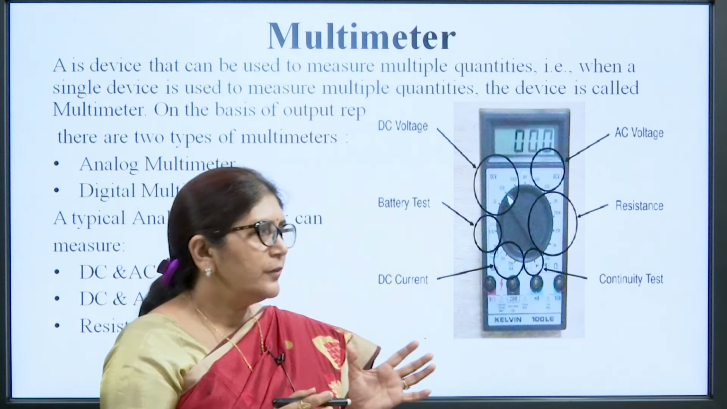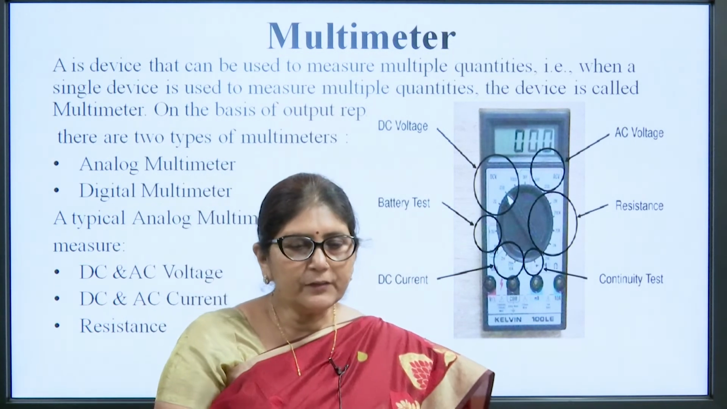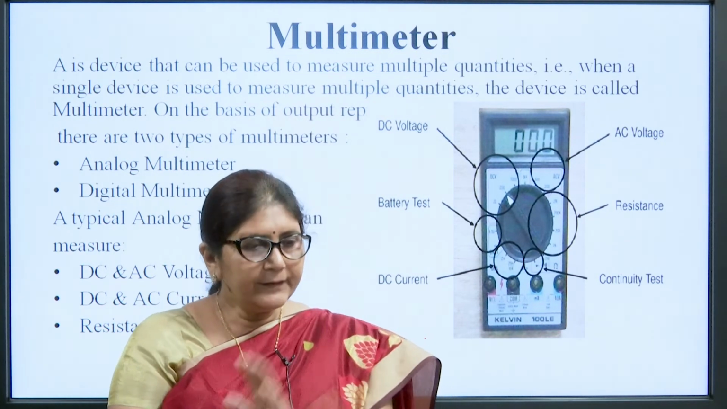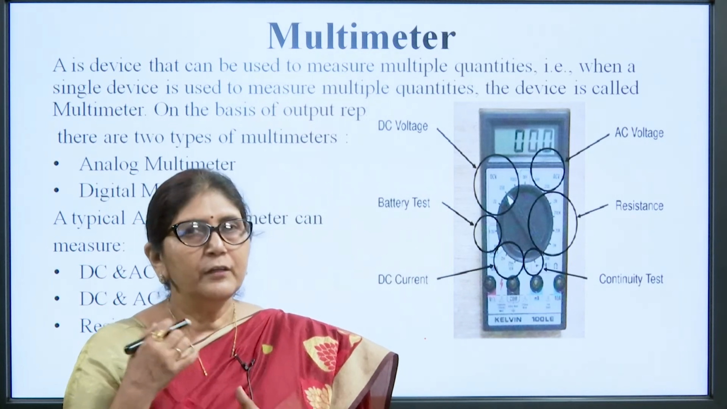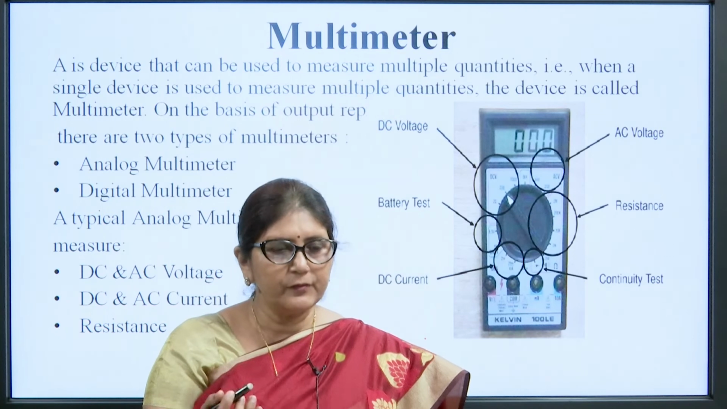In this lecture we have discussed the analog voltmeters that are used for AC signal measurement. In the next lecture I will discuss the digital multimeter, how the digital multimeter performs and how it produces the output.